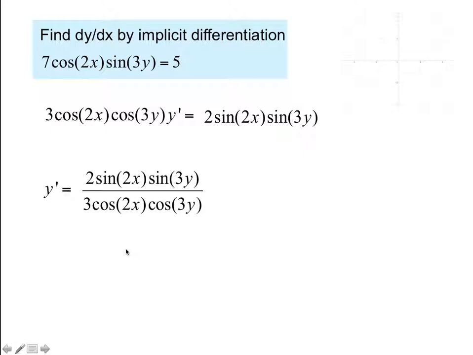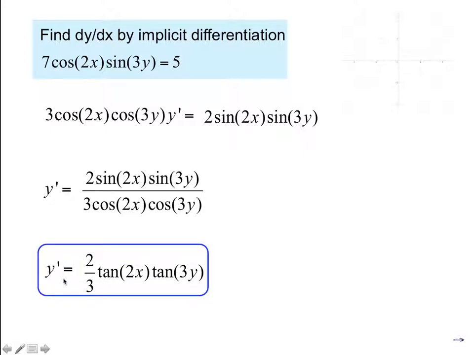And I don't think I asked for the slope, so we're just leaving the derivative in that form. There's really no way we can simplify that. Oh, surprise. There is a way we can simplify it. We have sine of 2x over cosine of 2x. It's a tangent. Sine of 3y over cosine of 3y is also tangent. So we can actually simplify it. That looks a lot nicer than this.